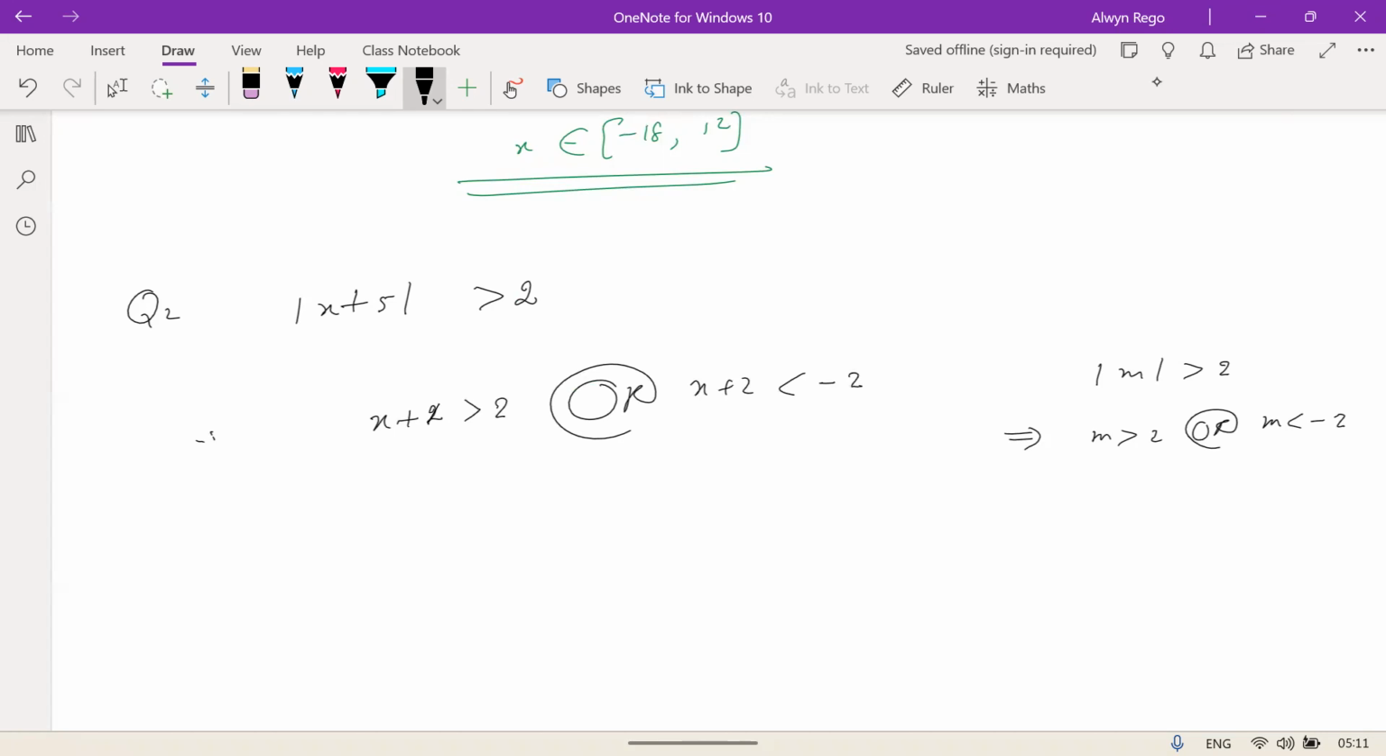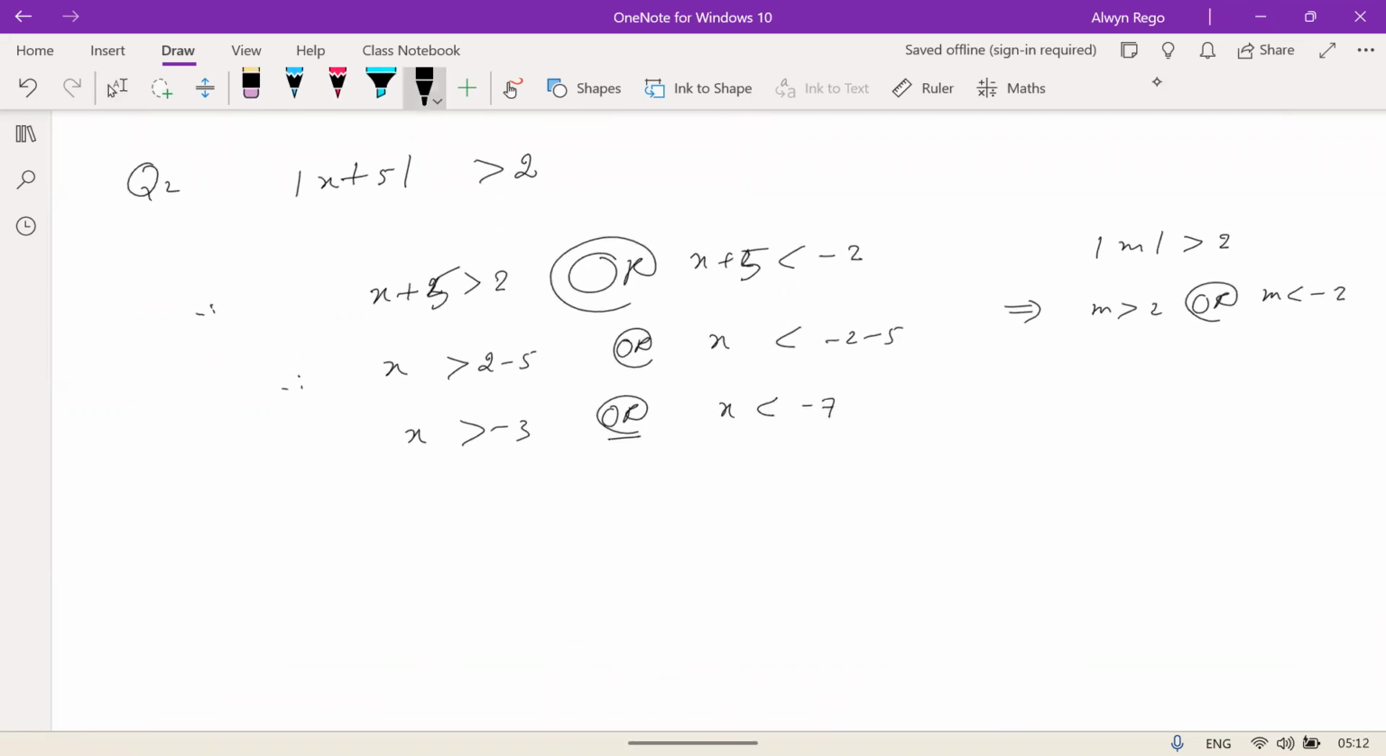So x plus 5, sorry. X plus 5 here. Therefore, you find that x is more than 2 minus 5. Transposing by addition or subtraction does not disturb the inequality. Or we have x is less than minus 2 minus 5. So we have x is more than minus 3, or we have x is less than minus 7.